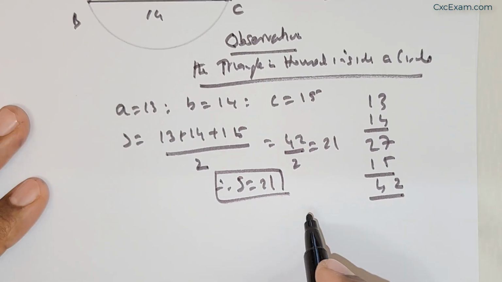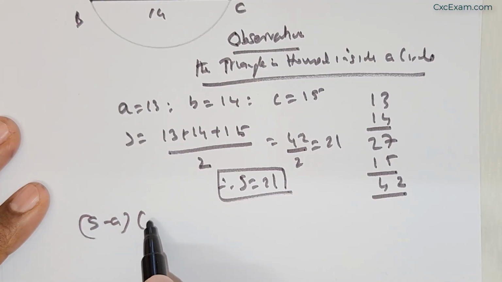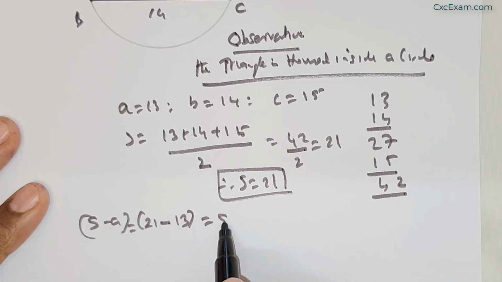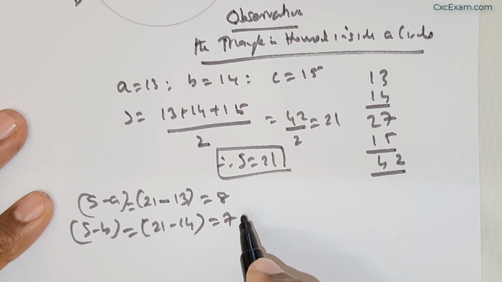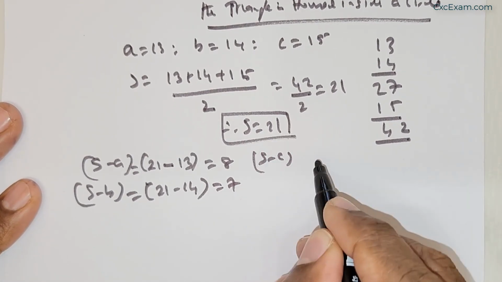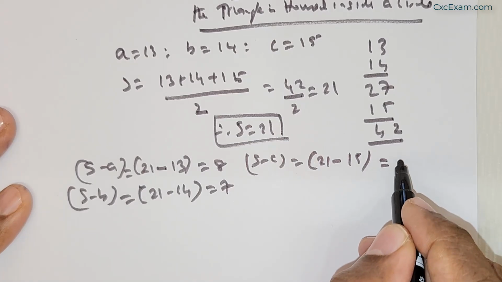So s is 21. Now find out s minus a, which is 21 minus 13. That is going to give you 8. So s minus b is what? 21 minus 14. That is going to give you 7. Next, s minus c is what? 21 minus 15. That is going to give you 6.